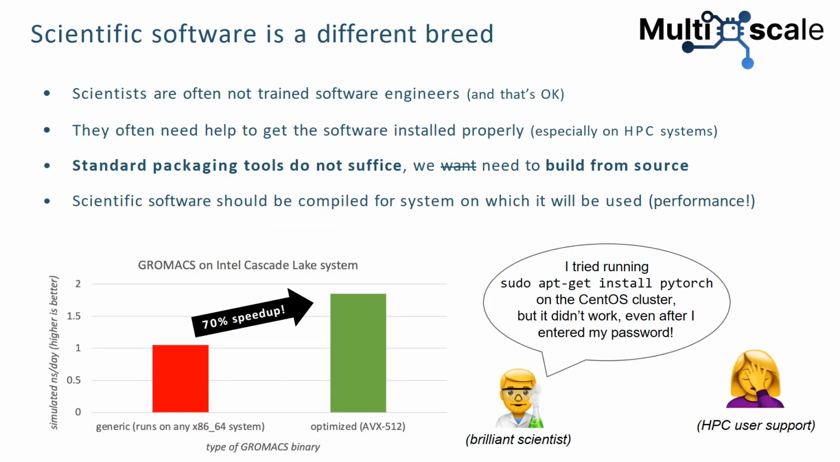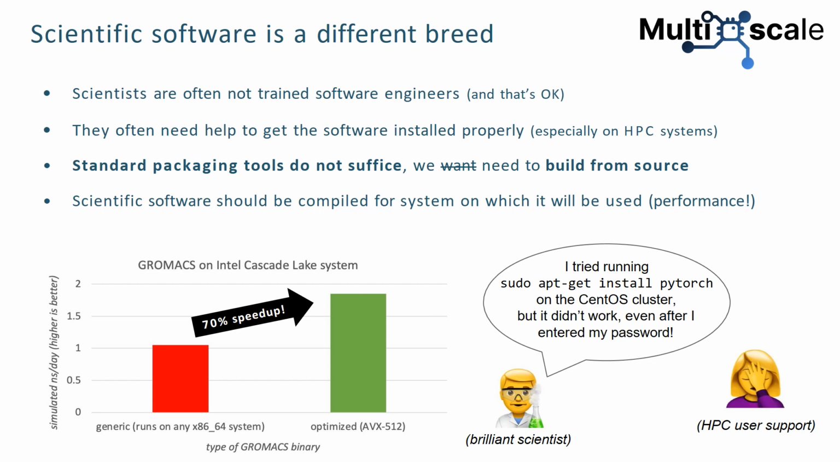Now, unfortunately, scientific software is a different breed. So usually, it's not common that scientists are trained software engineers. It doesn't happen very frequently. And that's okay, right? Because their expertise is somewhere else. It's something very important. They do often need a lot of help to get software installed properly, particularly when we're talking about HPC systems, because there's a lot of peculiarities when it comes to HPC systems. So the standard packaging tools that you get, like with your operating system, they don't really suffice, right?